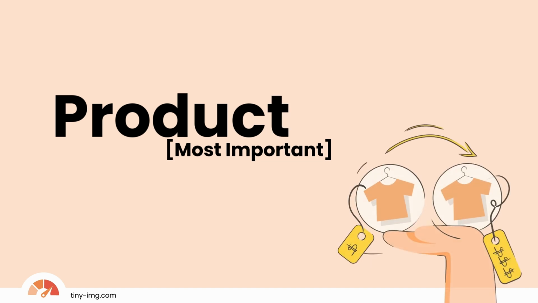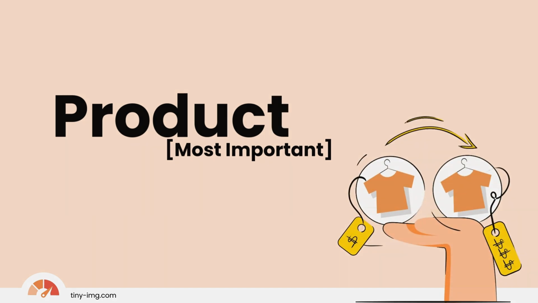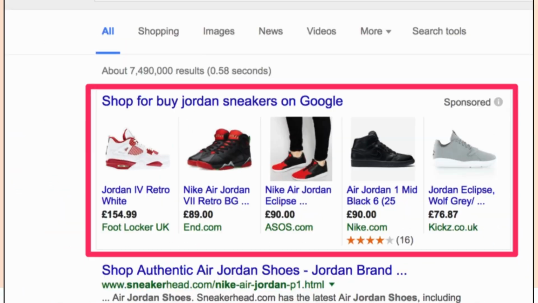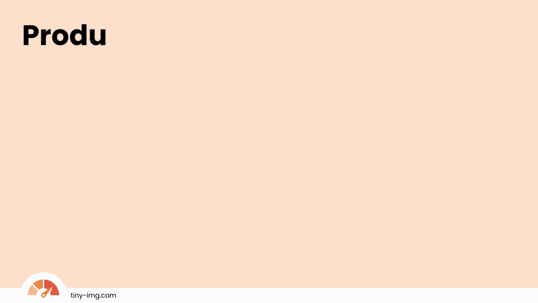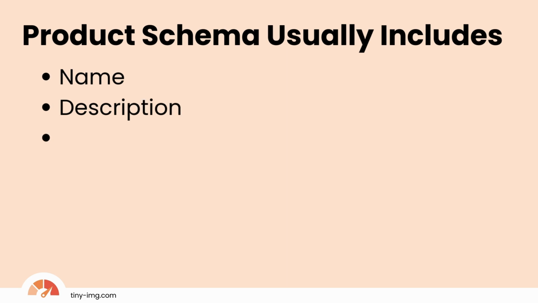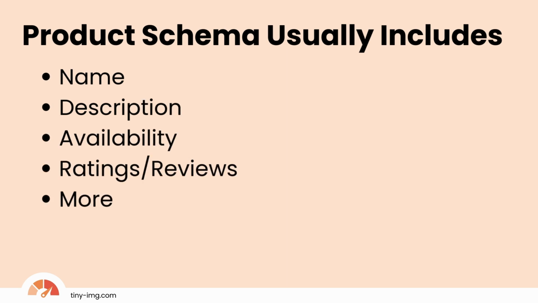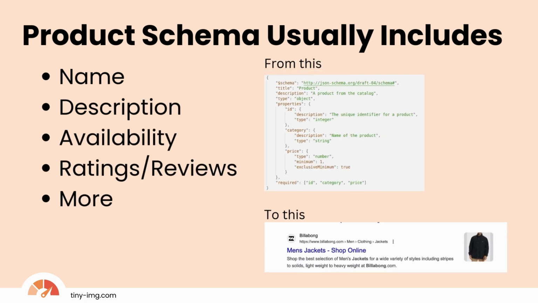Most importantly, product. The product schema gives search engines information about individual products. These can appear as rich snippets or Google shopping ads. It usually includes name, description, availability, ratings, and reviews. This enhances all of your product's visibility, driving more clicks to your store.